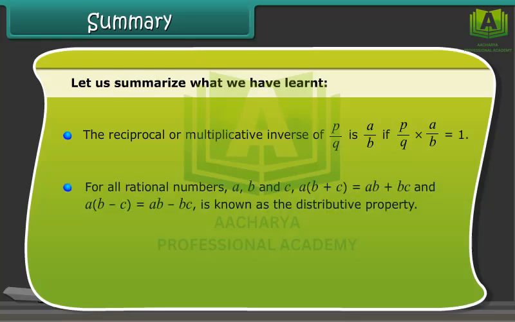For all rational numbers A, B and C, A into B plus C is equal to AB plus AC and A into B minus C is equal to AB minus AC is known as the distributive property. Rational numbers between two given rational numbers can be found out using the idea of mean.